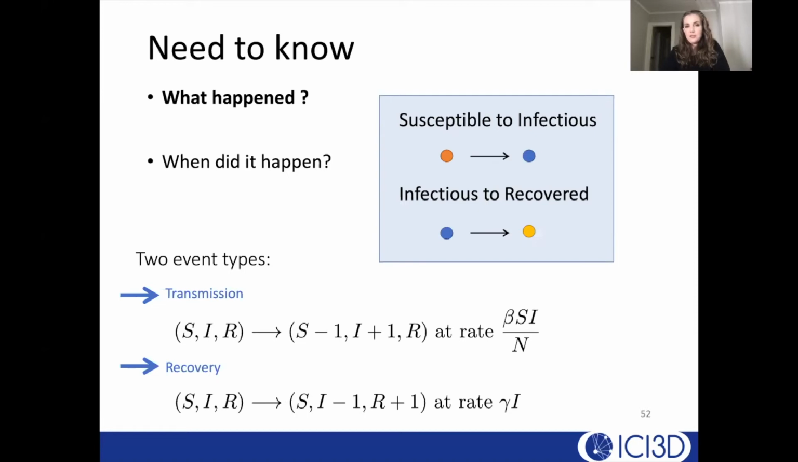For the event-driven simulations, there are two main things that we need to know. We need to know what happened and when did that event happen. So for what happened, in this case, we have two types of events. We have infection events, where a susceptible individual becomes infectious, and we have another event where an infectious individual becomes recovered. And you can see, susceptible individuals when they're infected, move to the infected or infectious class. Recovery events involve an infectious individual moving to the recovered class.